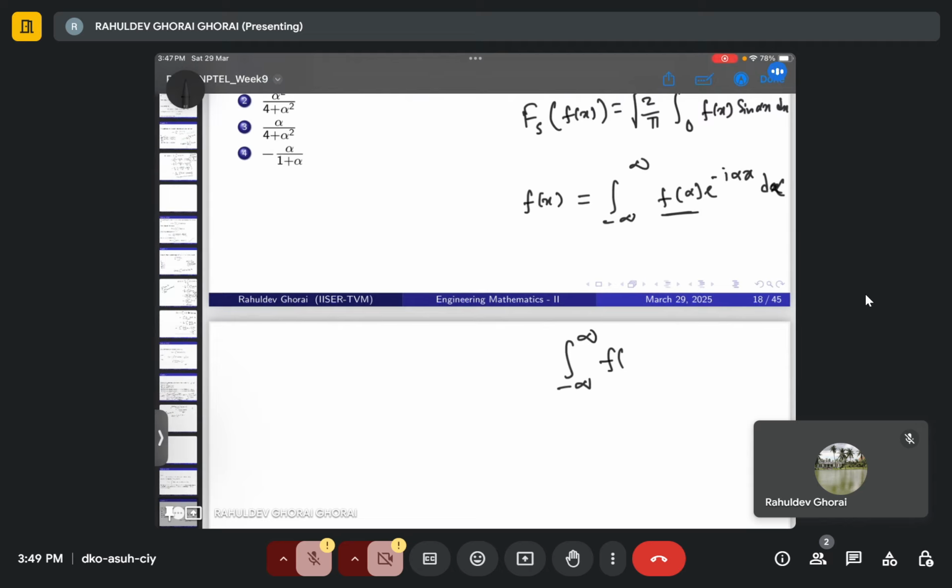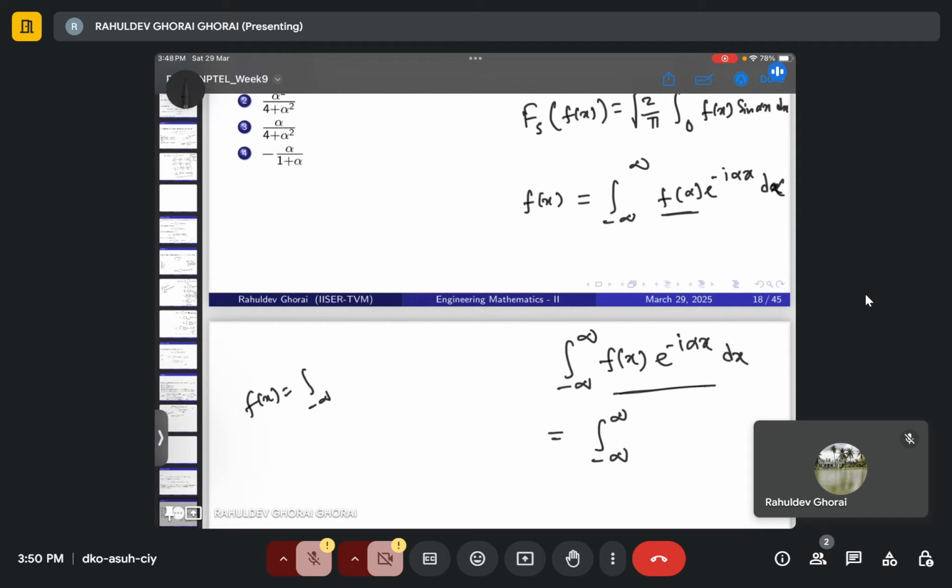The integral of f(x) e to the power minus i alpha x dx will depend on alpha. So that was the complex representation. Once we have this, f(x) also again can be written with a(alpha) cos alpha x and b(alpha) sin alpha x.